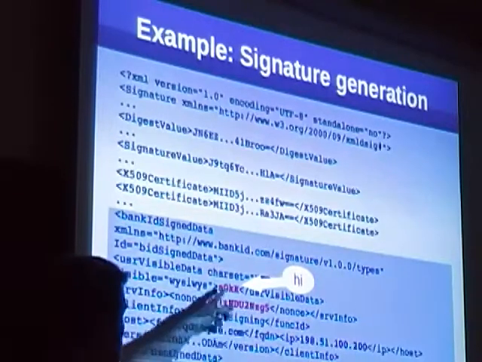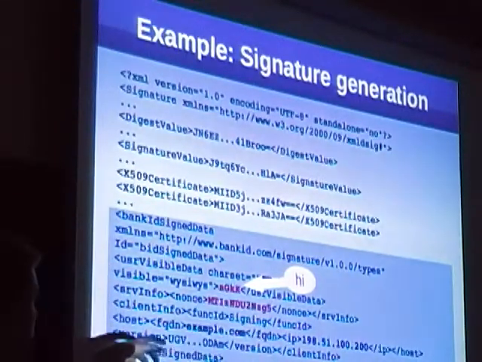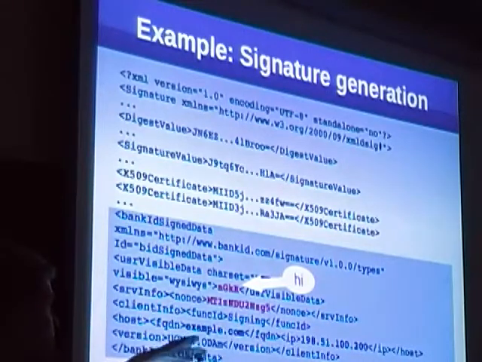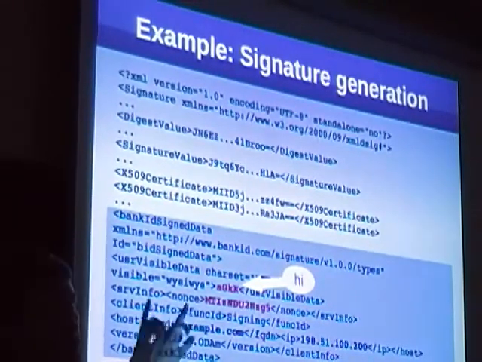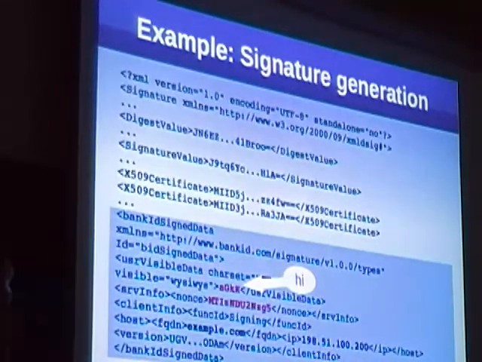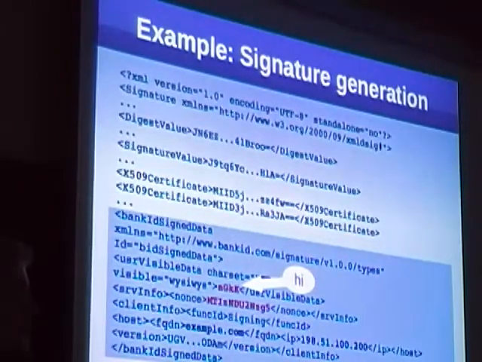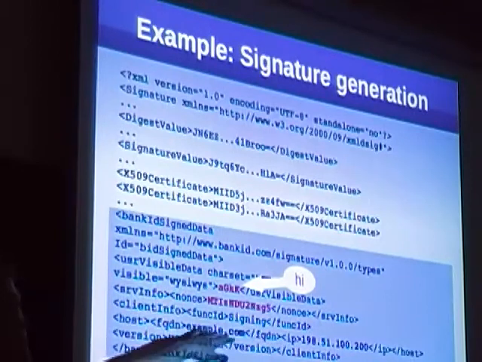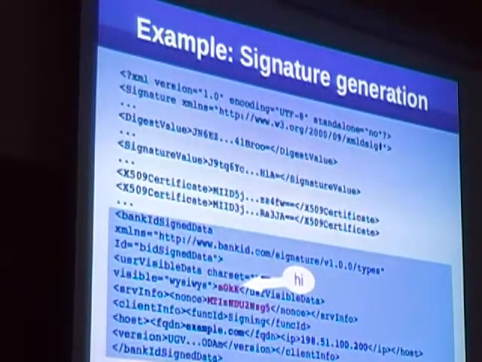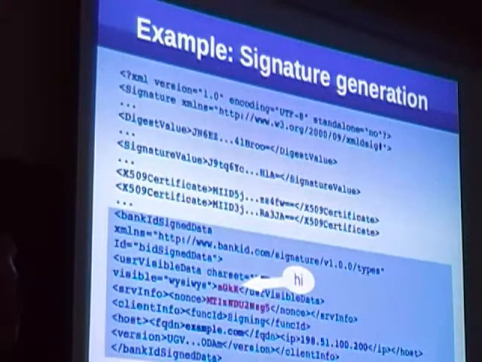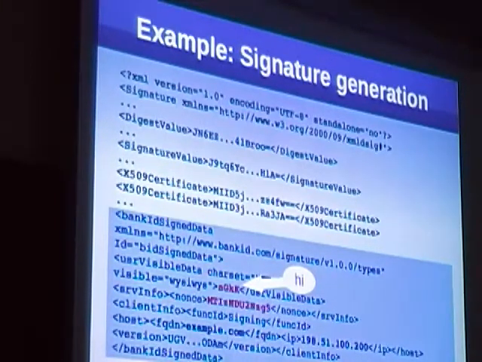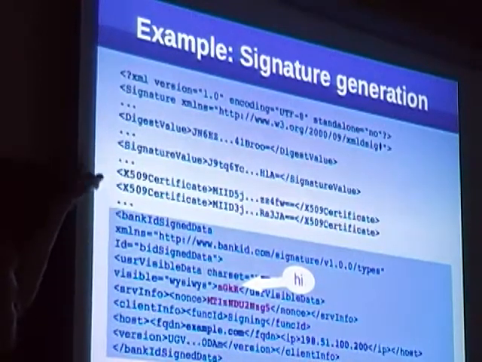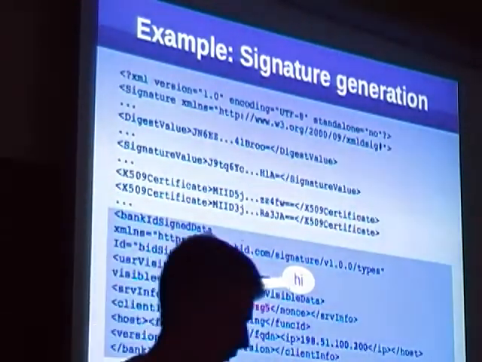You can see you have this data here. And also you have some extra information about the domain name and IP address, which is probably there to help you. The IP address and domain name probably prevent man-in-the-middle attacks, spoofing, phishing and so on, for security. Otherwise, it's a typical XML signature, with the certificate chain and the signature.